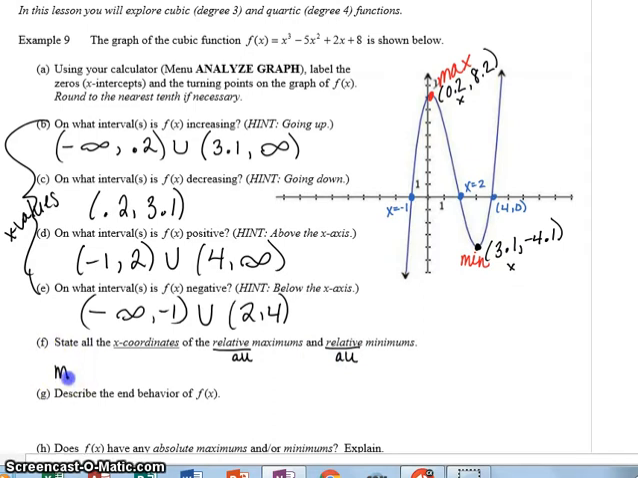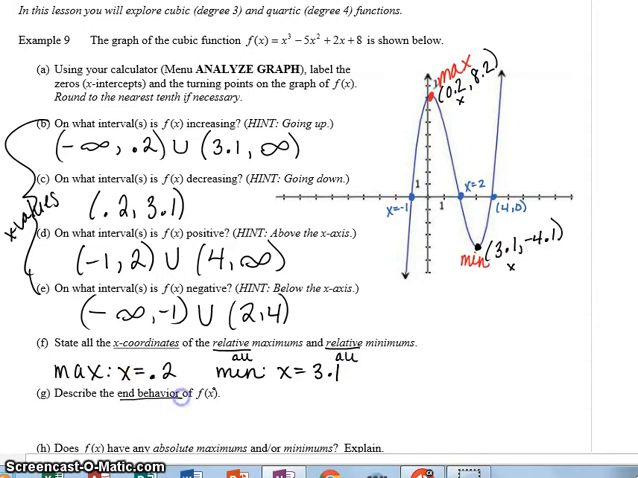Now it only wants the x-coordinate. So my max x-coordinate is at 0.2. My minimum's x-coordinate is at 3.1. If it didn't say x-coordinates only, then you would give me the whole entire coordinate. Okay? All right, part G, describe the end behavior.